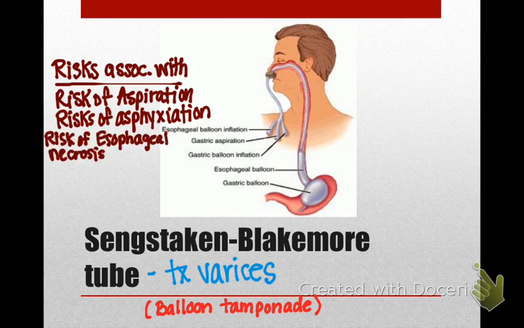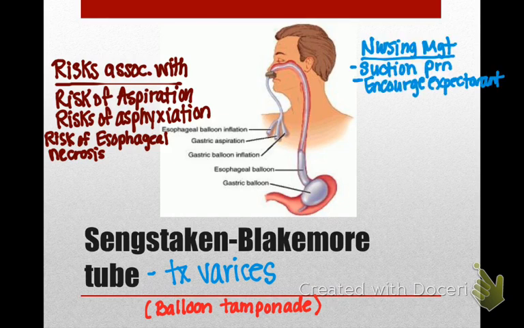With this, also, you're at risk for esophageal necrosis, because if you think of something that's pressure, like a pressure sore in your esophagus, because it's just pressing. So you're at risk for esophageal necrosis. So with this tube, you have to deflate it, and they have to have a break from it. You also might need to suction them. Encourage them to spit up any extra phlegm. But you do have to deflate the balloon every 12 hours to give them a break so they won't go necrotic.